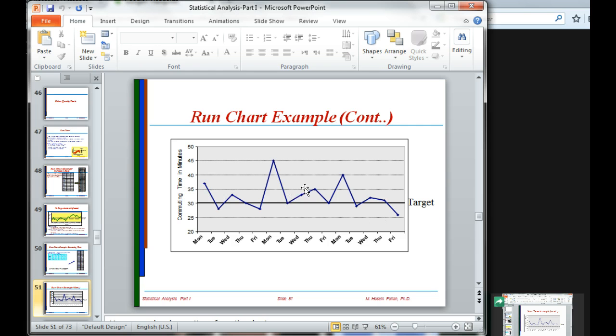The average of this, if I draw it, is somewhere around here. And so by looking at the data, I have to decide whether I need to leave home earlier or take a different route. That's the value of looking at the run chart and the data in that format.